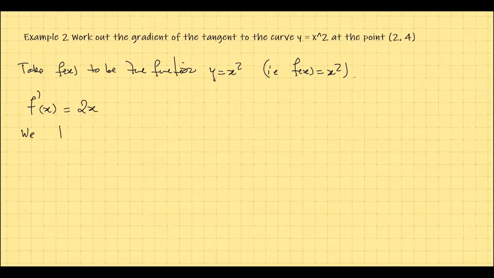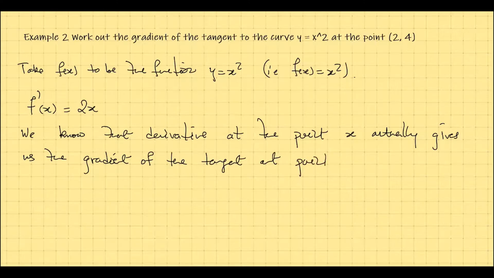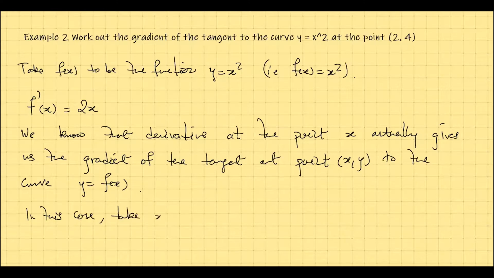But we also know that the derivative at the point x actually gives us the gradient of the tangent at point x, y to the curve y equals f of x. So in this case, we'd simply take x to be 2, and what we get, f prime of 2, is actually equal to 2 times 2, which is actually 4. So the tangent to the curve y equals x squared at the point 2, 4 will have gradient 4.